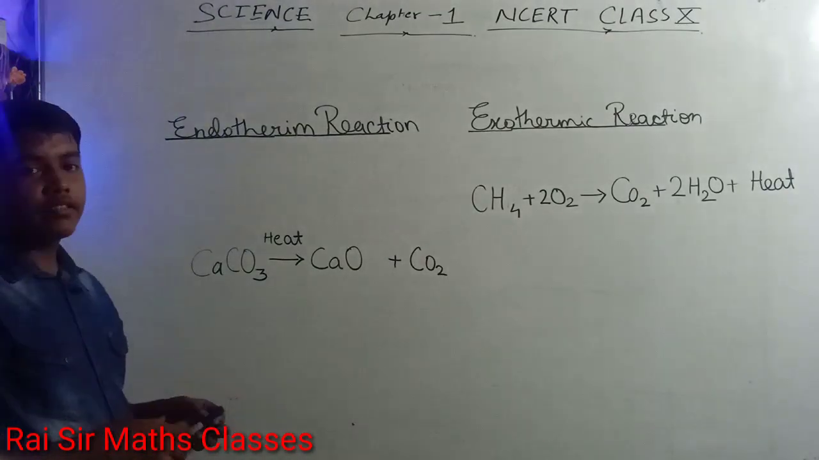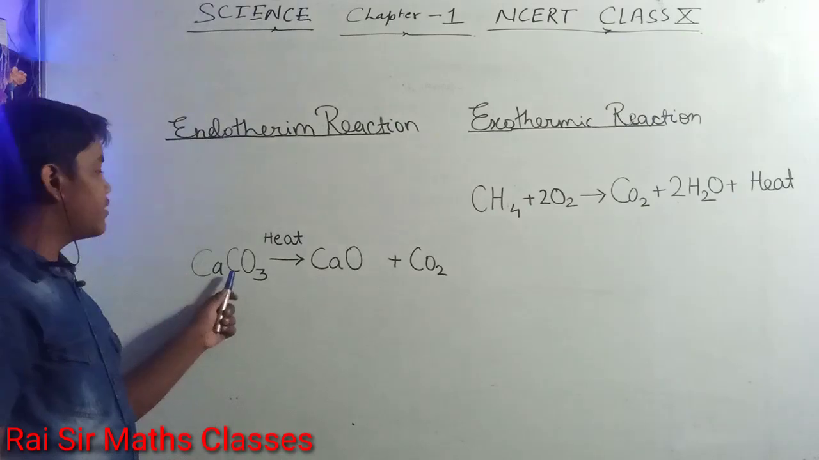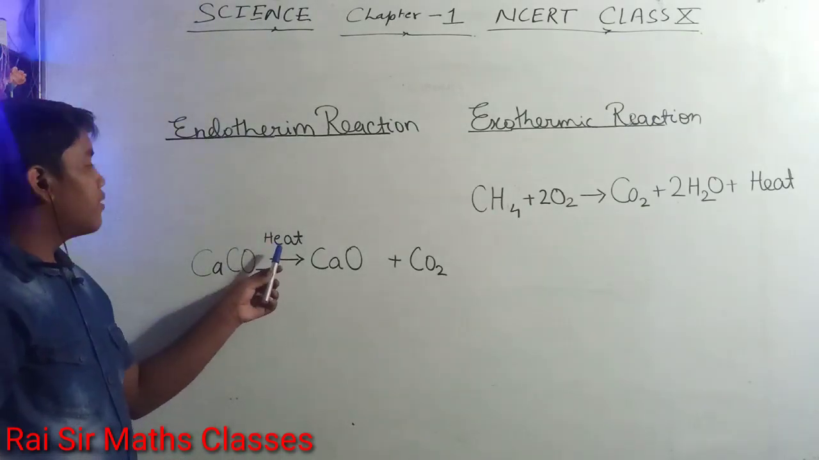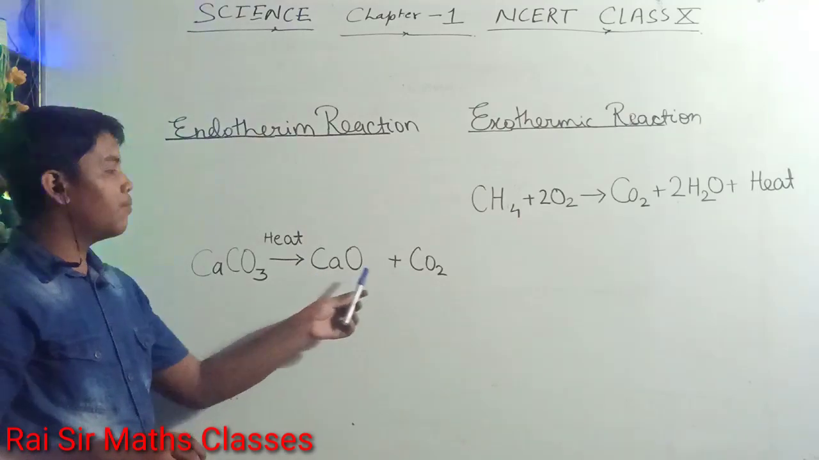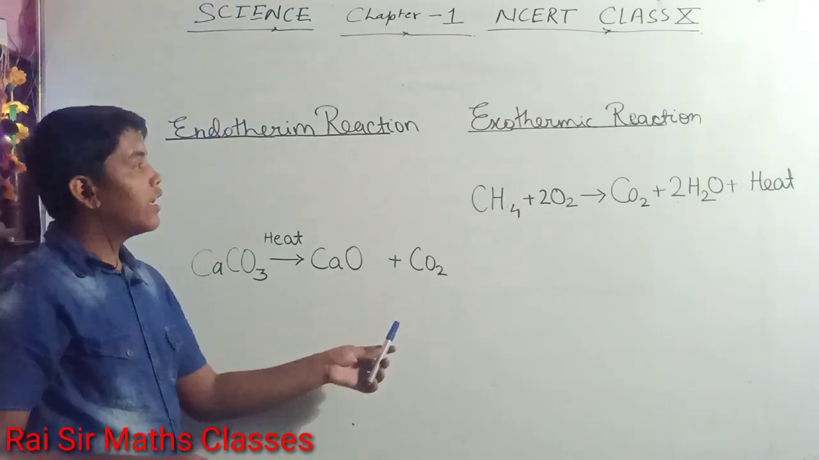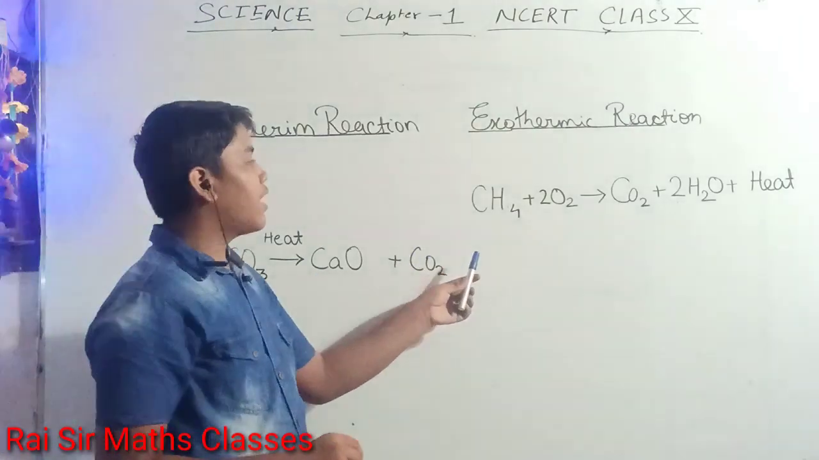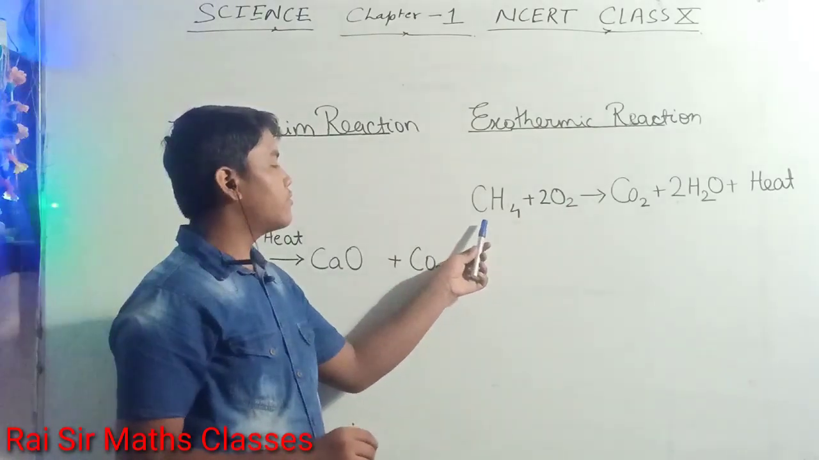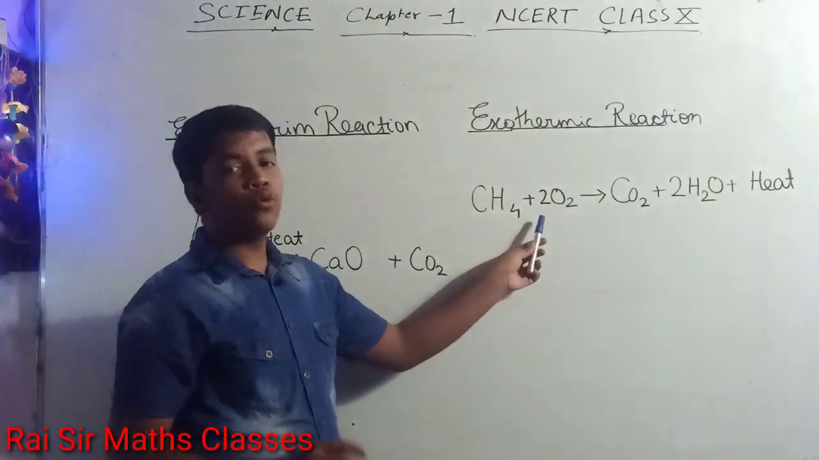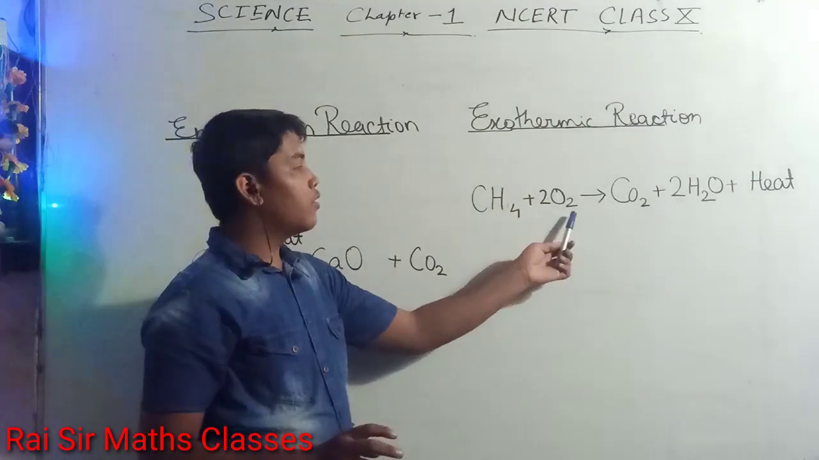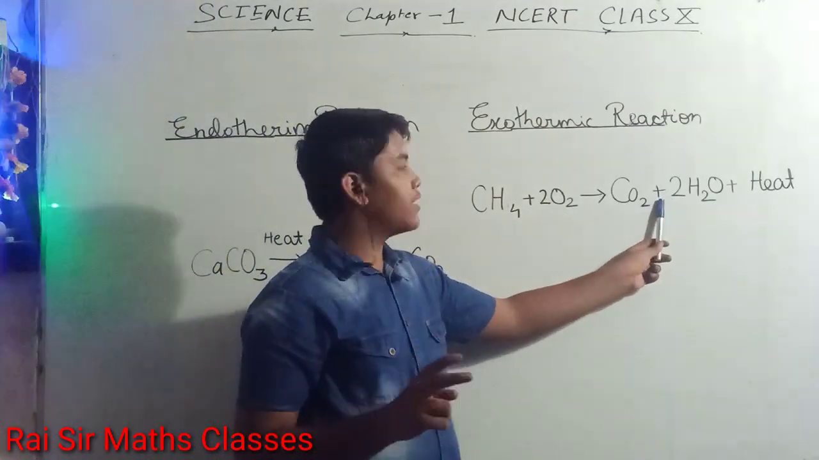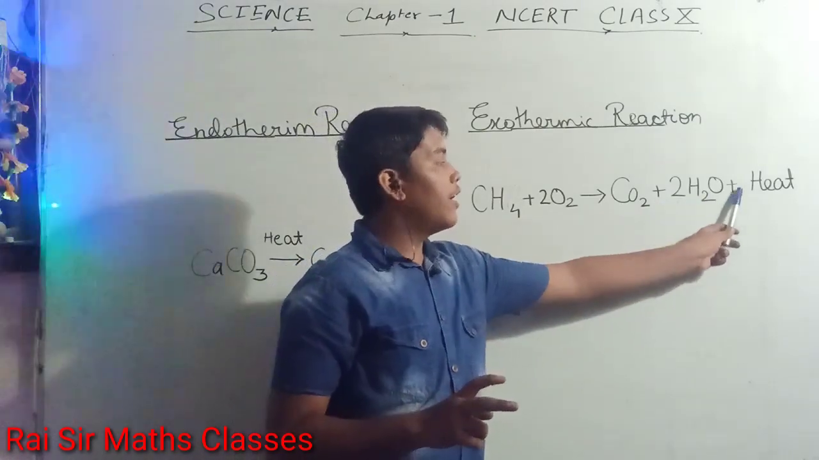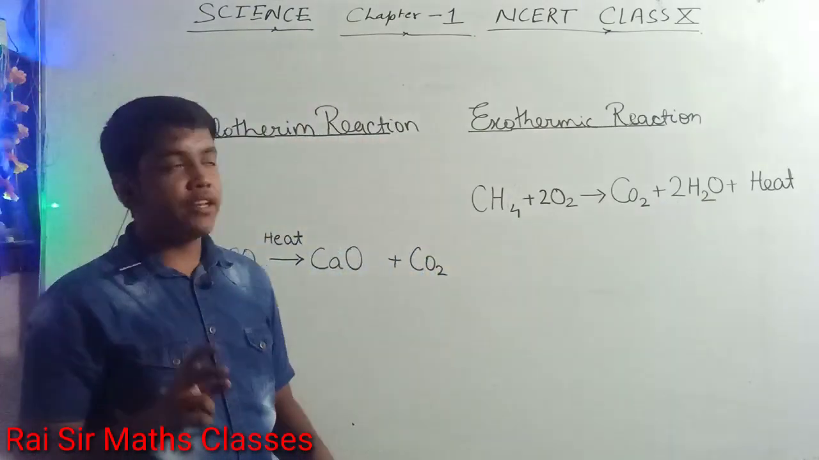An example of an endothermic reaction is CaCO3. When we give heat, it breaks down into two substances, that is CaO plus CO2. An example of an exothermic reaction is CH4 plus two particles of O2 gives CO2 plus two particles of H2O, that is water, and gives heat in the form of energy.